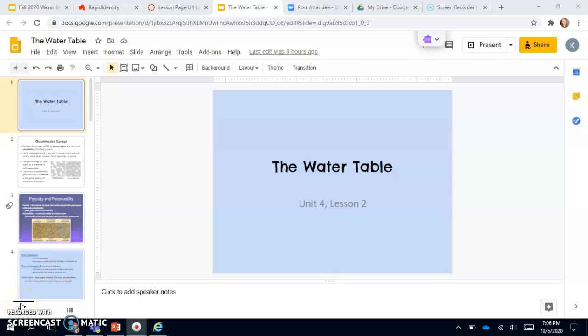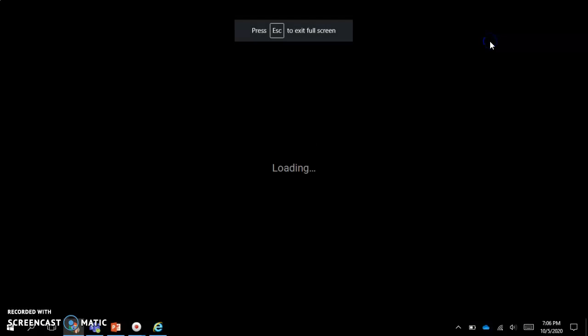Hello everybody and welcome back. Today we are going over Unit 4, Lesson number 2, and this is our unit on the water table.